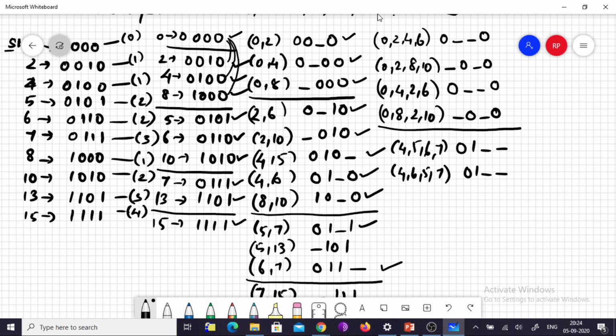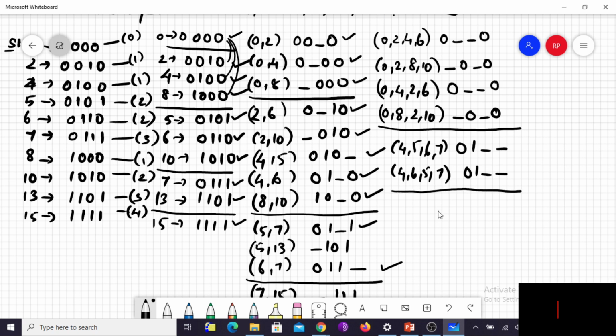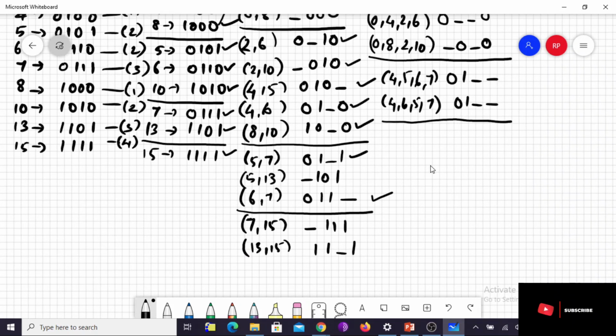So that is a proper group. Now further, if you compare 4, 6 with 6, 7, it doesn't form a proper group, and I don't think 8, 10 will form a proper group with the rest of elements. So we can close this. Now moving further, we have to compare the third set with the fourth set.